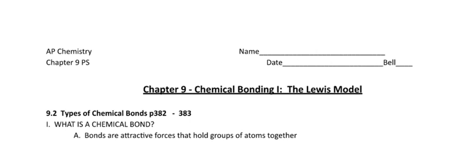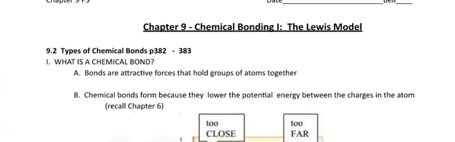Alrighty, so let's see where we begin. Chapter 9 is types of chemical bonds. And first of all, before we talk about types, what is a chemical bond? Bonds are attractive forces that hold groups of atoms together. So we have different types of chemical bonds. We have covalent, which we already talked about, which would be nonmetals sharing their electrons. And this beginning part is going to be more about the ionic bonds, which are your metals and nonmetals, okay?